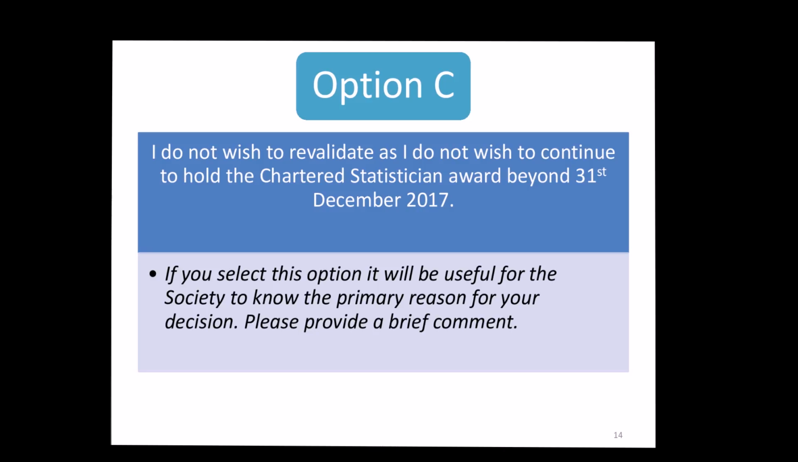Now, our experience from the revalidation process in previous years is that a small number of members select this option because of a misunderstanding of the revalidation requirements. And we're keen to make sure that members only choose this option fully understanding the other options that are available. So in summary, we require the option choice A, B, or C by the end of March. And unfortunately, if no response is received, we will have to assume option C has been selected.